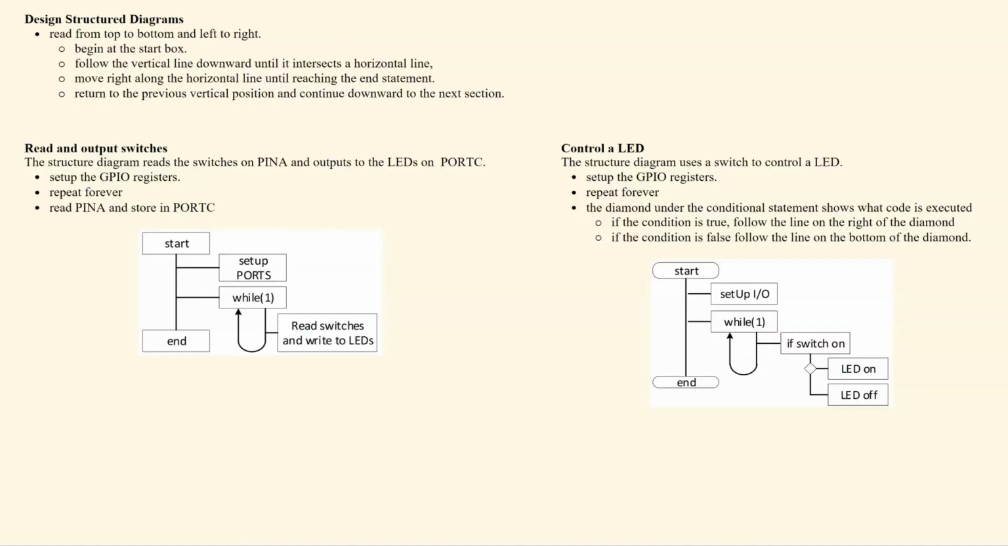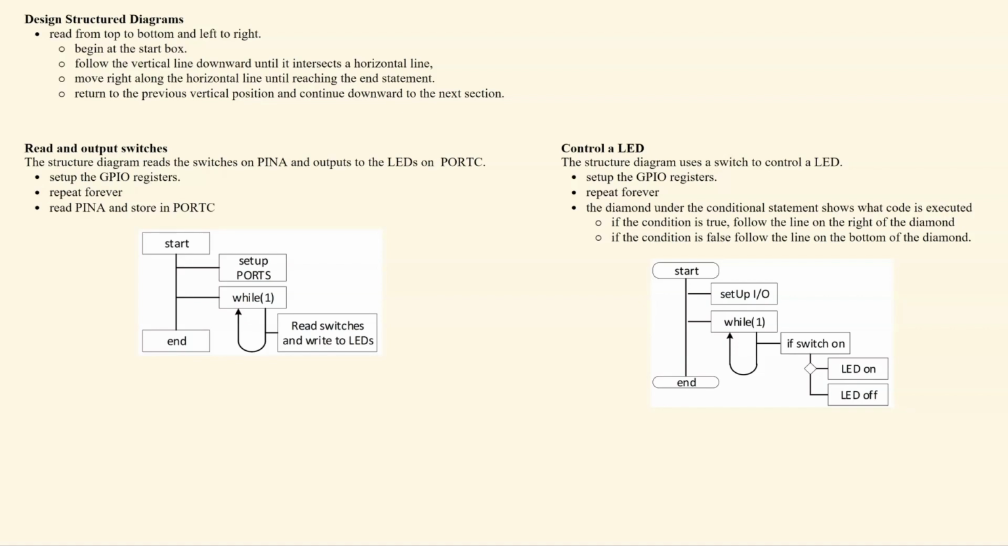The DSD shows the program flow. We read from the top to the bottom, left to the right. We begin at the start box, then move down the line until it intersects a horizontal line. We move right along the horizontal line, executing the sequence of instructions. Then we go back to the previous vertical position and move down to the next section.